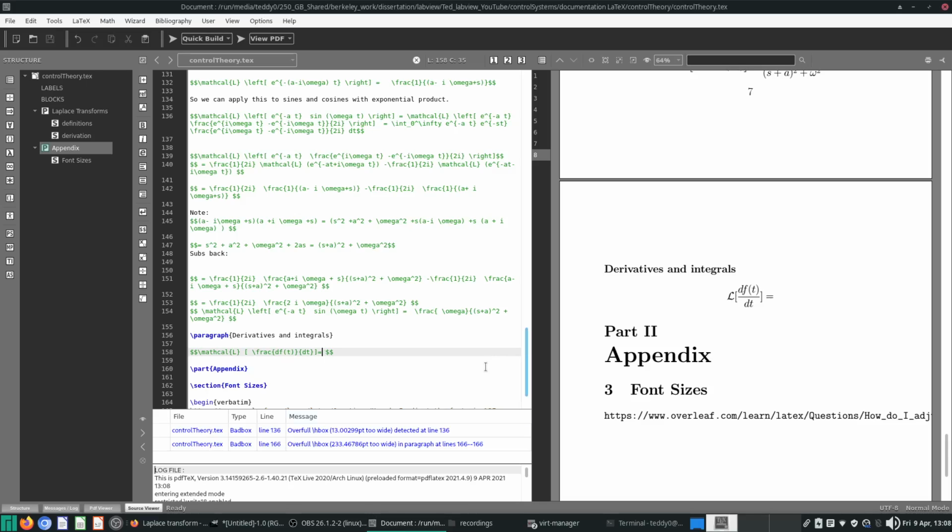Okay, welcome back to this series on Laplace transforms. Today we're going to talk about derivatives. How do you Laplace transform a derivative? I'll jump straight in.